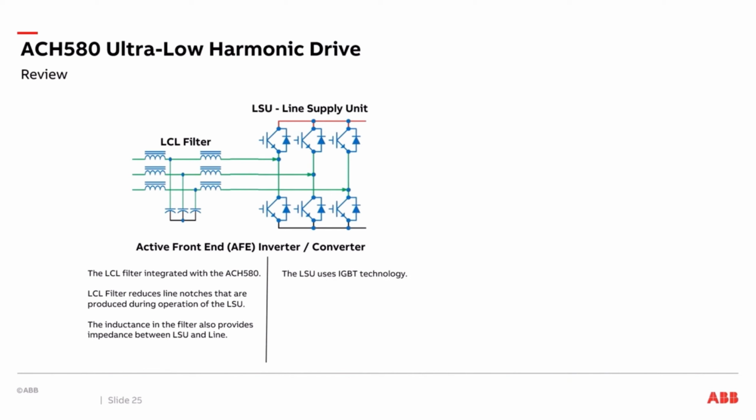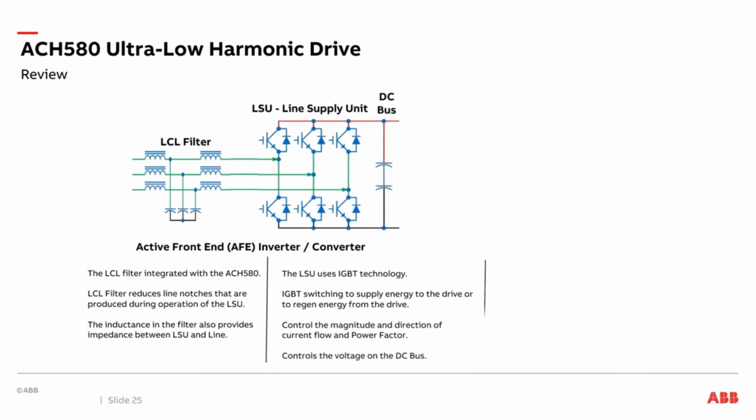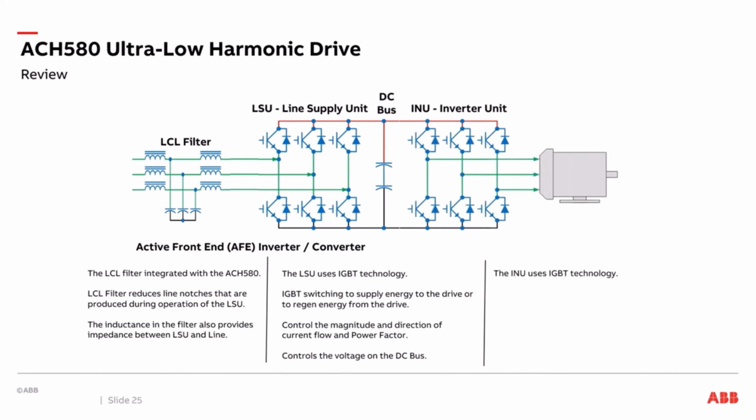The line supply unit uses IGBT technology. The IGBT switching is to supply energy to the drive or to regen energy from the drive. It controls the magnitude and direction of current flow and the power factor. We have a DC bus. The line supply unit controls the voltage on the DC bus. We have our INU, the inverter unit. The inverter unit uses IGBT technology. The INU creates a new voltage and frequency to control the motor by creating a pulse width modulated output.